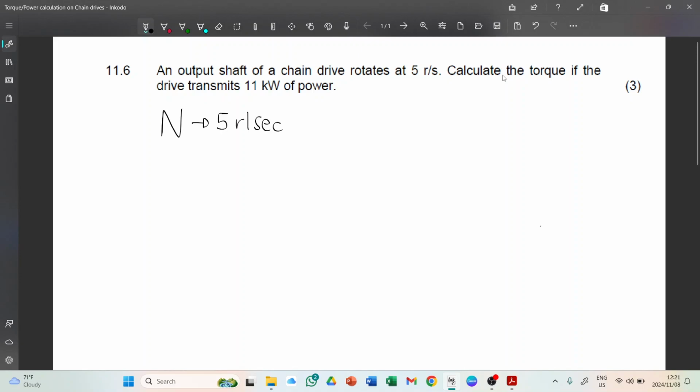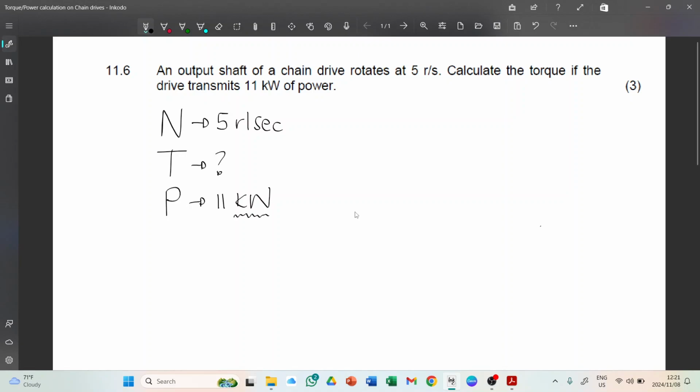So calculate the torque. The symbol for torque is a T. So that's the one that we want. If the drive transmits 11 kilowatts of power, the symbol for power is a capital letter P, and it's 11 kilowatts. So we have to start off by converting the kilowatts to watts.